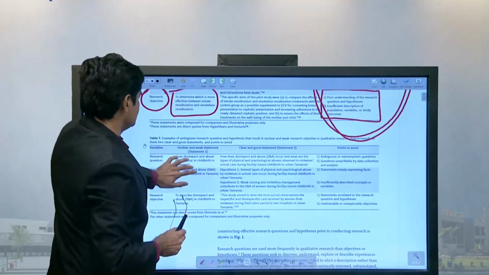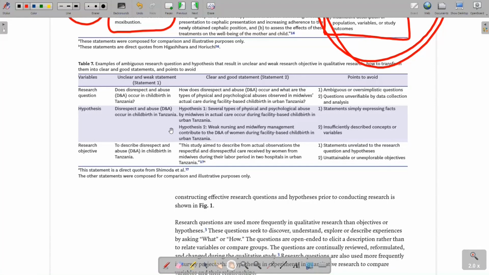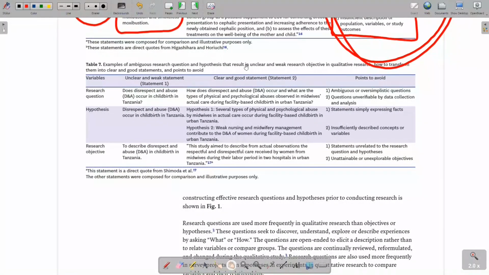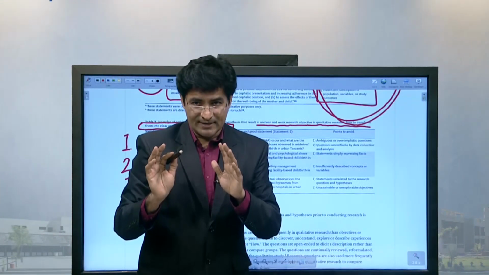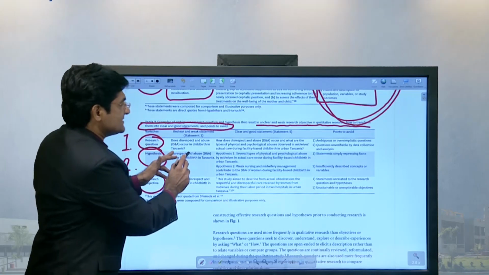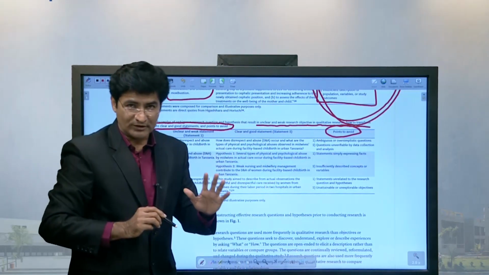The another example here, let us see this. So here is an example of an ambiguous research question and hypothesis that result in unclear, weak research objective, in qualitative research, how to transfer them into clear and good statements, and points to be avoided, how to avoid these mistakes that we see here. So research question number 1, hypothesis number 2 and research objective, three important things to check. Now 1, 2 and 3. Okay. So, one example is given here, but instead of going into this example, what we want to see is points to be avoided, which is very important.